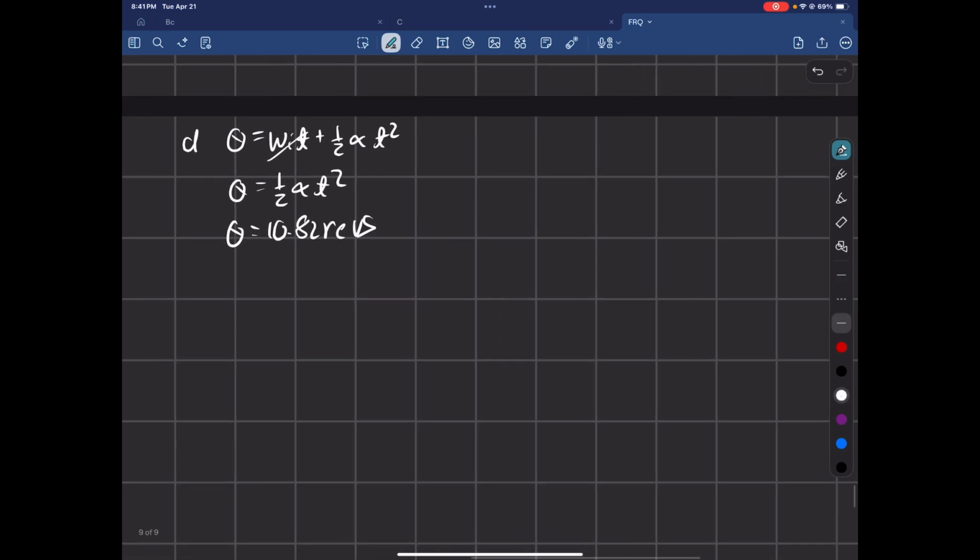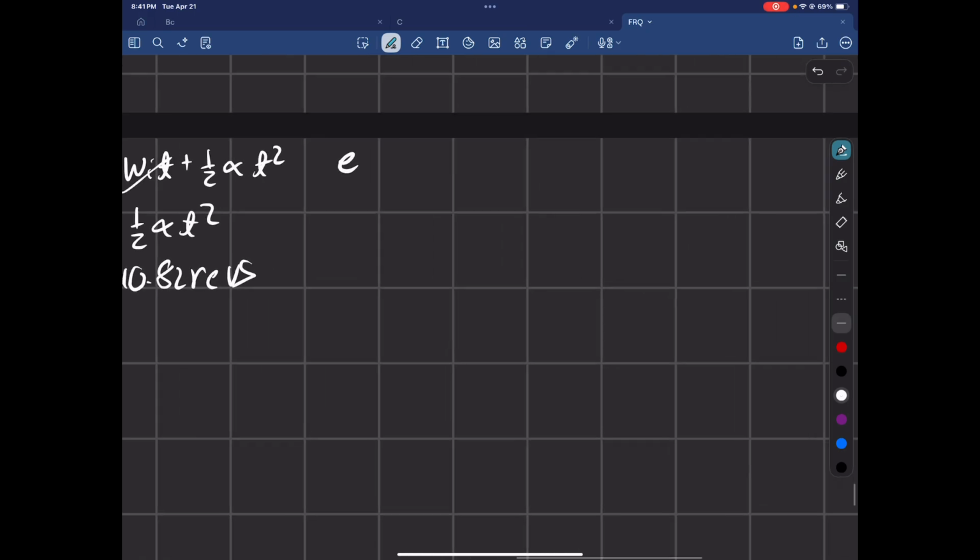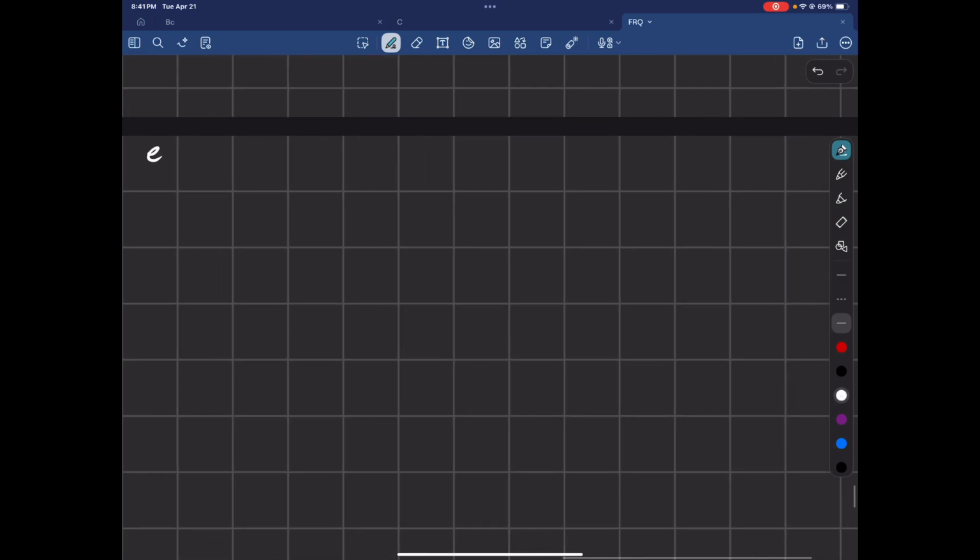And part E, we're given a new scenario where a second mass of 2 kg is hung on the opposite side of the 3 kg mass. And we're asked to find the angular acceleration. So it's like part B. For the first mass, we know that the mass is pulling it down, so mg has to be larger than the tension. And since we're looking for angular, we can substitute R alpha here.